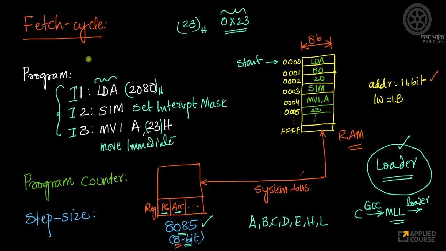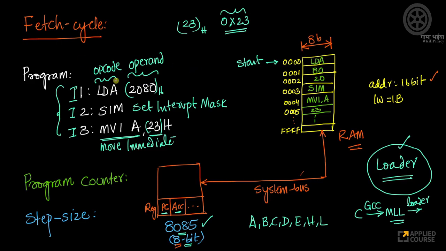This instruction has 2 parts. This is called the op code or the operation code. This is called the operand, right? In this case, this whole thing is called the op code. This thing is called the operand. There are cases where you can have multiple operands also.